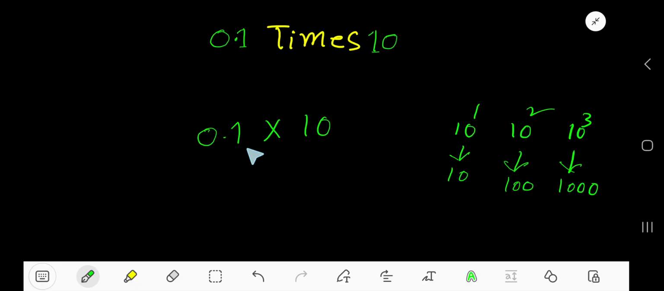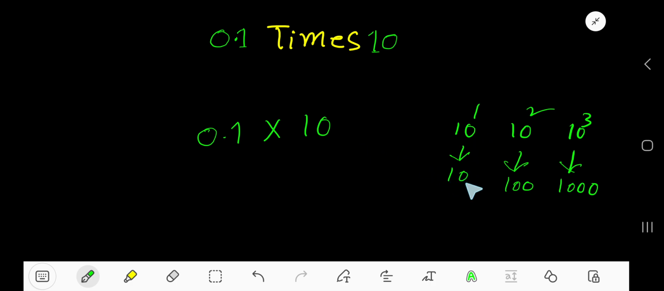0.1 times 10. To multiply this, what will you do? 0.1 times 10 means you are adding 0.1 ten times. That is the value, this number will be increased, right? So this 10 is a number which is a power of 10.